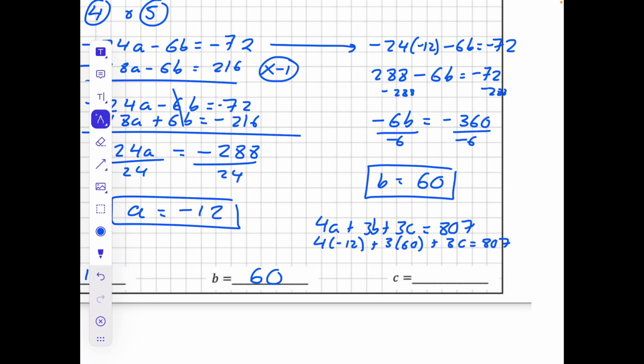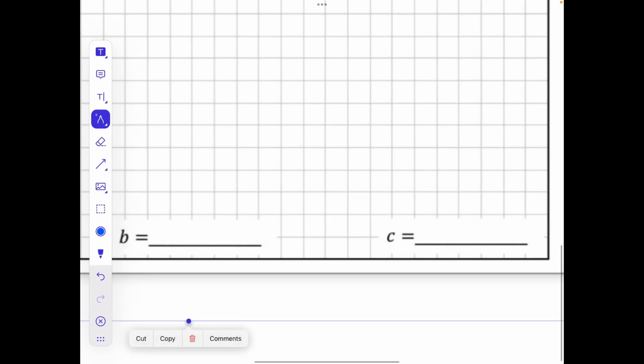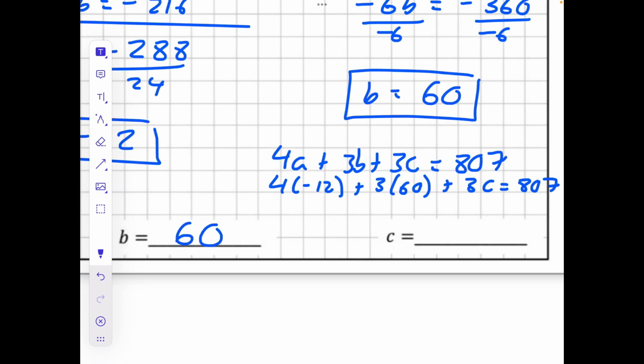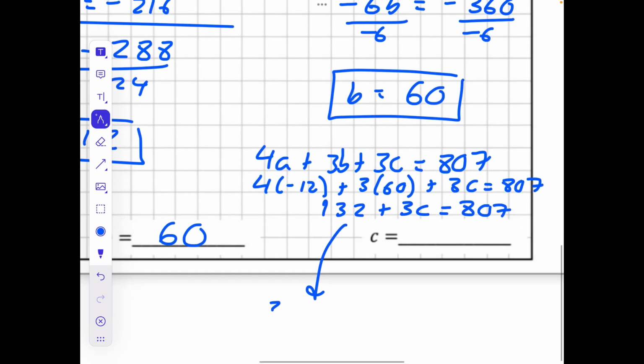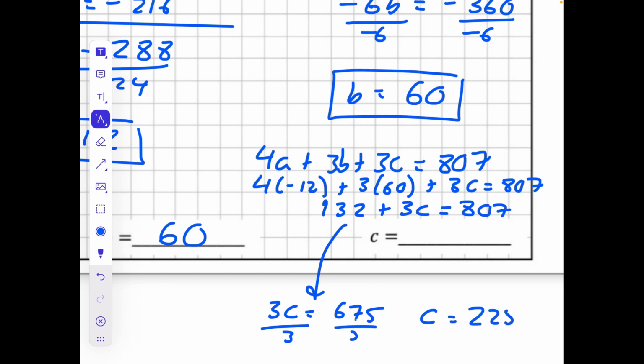So 4 multiplied by minus 12 plus 3 by 60 gives me 132. Plus 3c is equal to 807. So I just have to move down here just to get an extra bit of space. So 3c, minus 132 from 807 is going to give me 675. Divide both sides by 3. C is equal to 225.